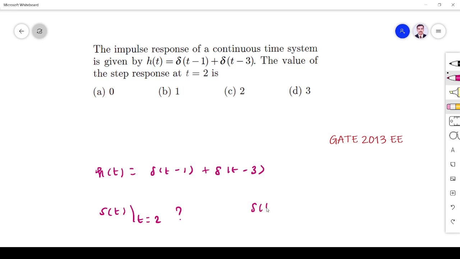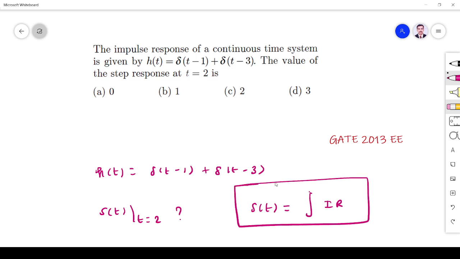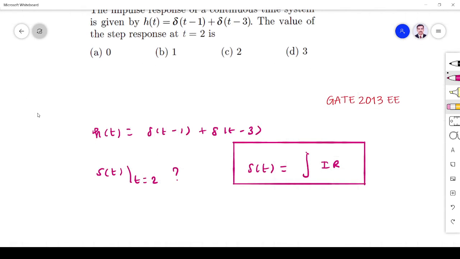What is step response with respect to impulse response? Step response is nothing but the integral of impulse response, because integration of impulse is step. So here the impulse response is δ(t − 1) + δ(t − 3). If you integrate δ, what you get is u. Because δ is an impulse, if you integrate an impulse, what you get is a step. So if I integrate the impulse response, I get the step response.